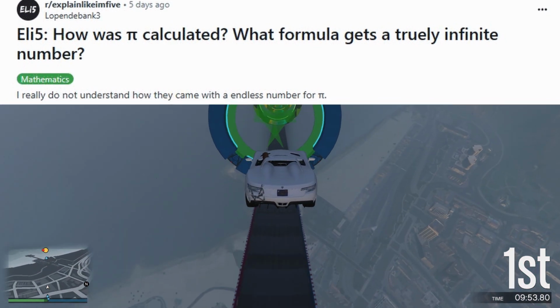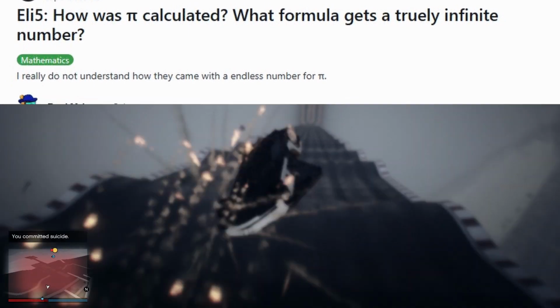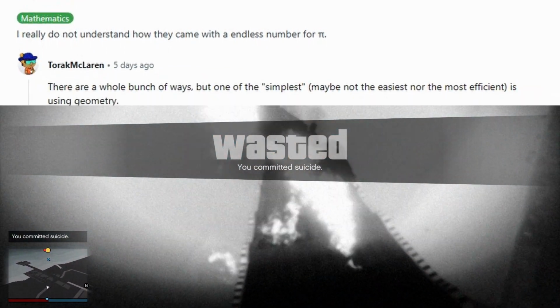ELI5: How is pi calculated? What formula gets a truly infinite number? I really do not understand how they came up with an endless number for pi.